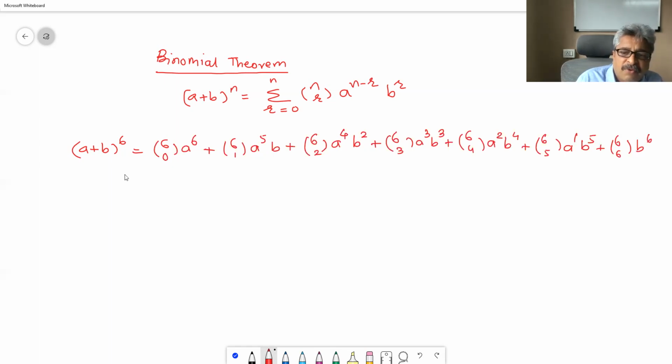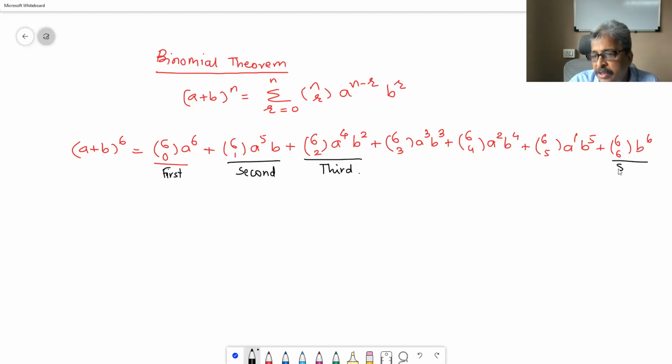Okay, so if we are following this discipline, then this is our first term. This is our second term. This is our third term. So for our first term, value of r is 0. For second term, value of r is 1. For third term, value of r is 2. And therefore, this is going to be seventh term, where the value of r is 6.